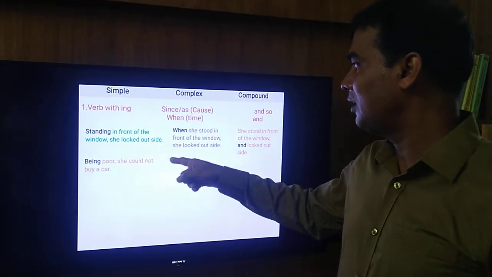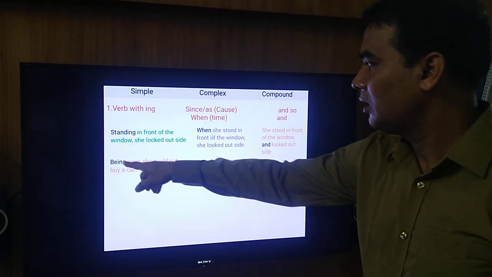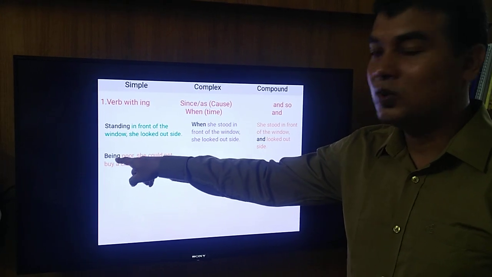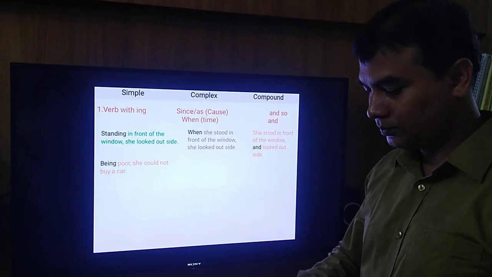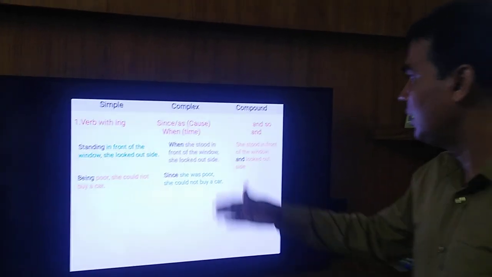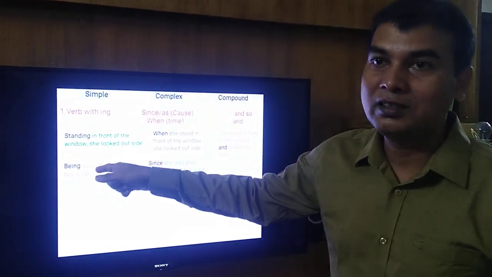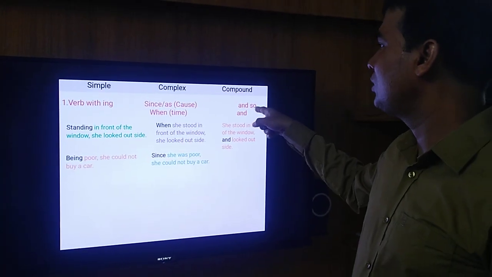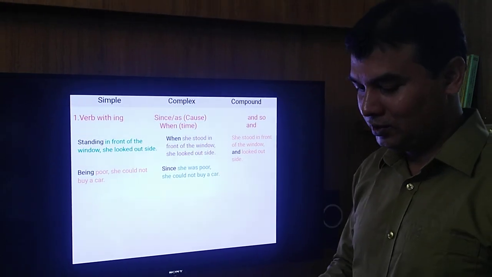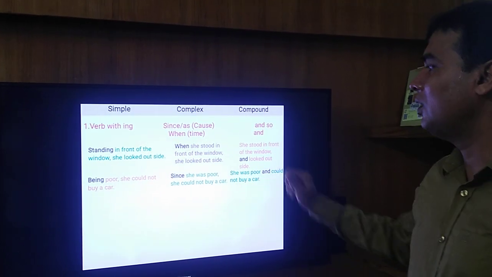So we can write since or as she, and this is past tense, and that's why we can use was. Since she was poor, she couldn't buy a car. And now compound sentence. Since the sentence indicates cause, here we use and so as coordinating conjunction. So the answer would be, she was poor and couldn't buy a car.